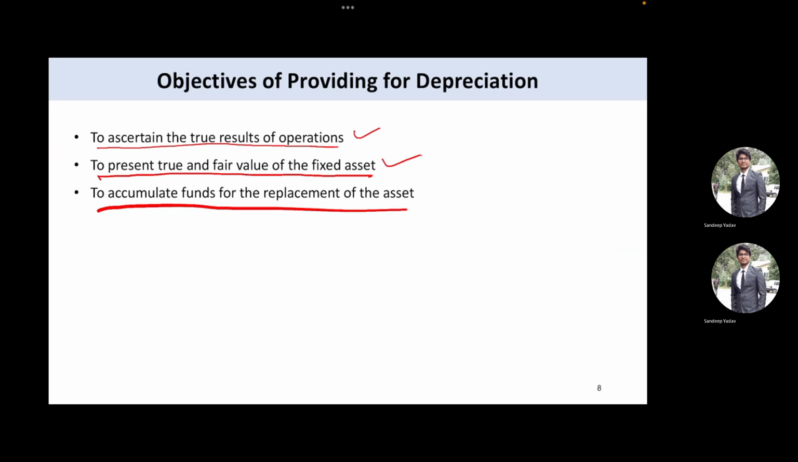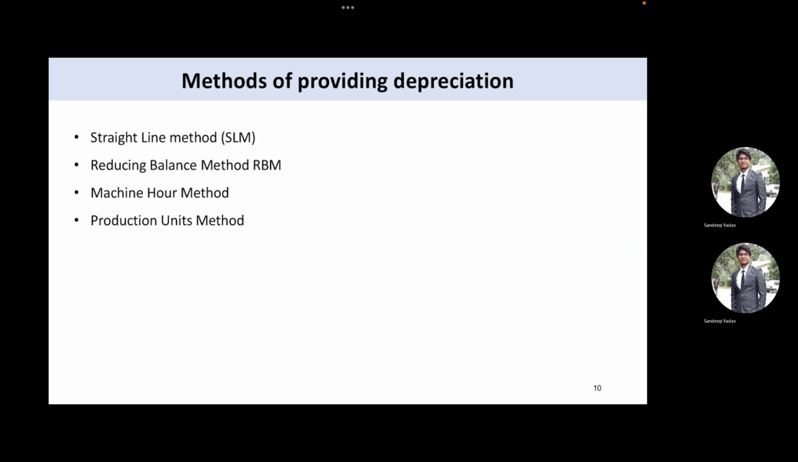Now, factors in measurement. Let's move on to the next slide, that is factors in the measurement. Here, estimation of the exact amount of depreciation is not easy.